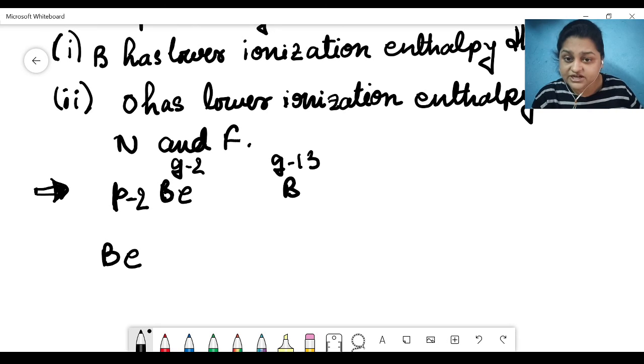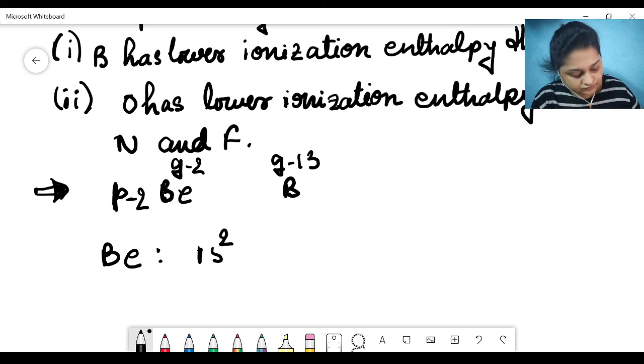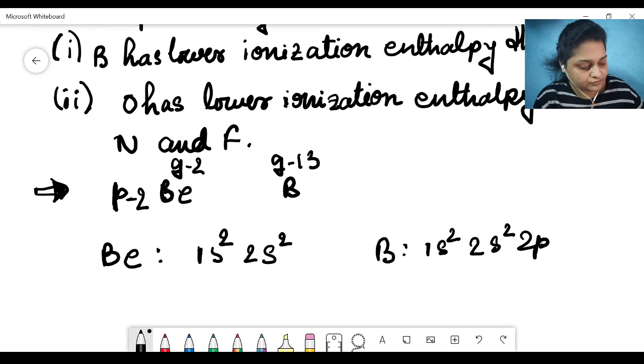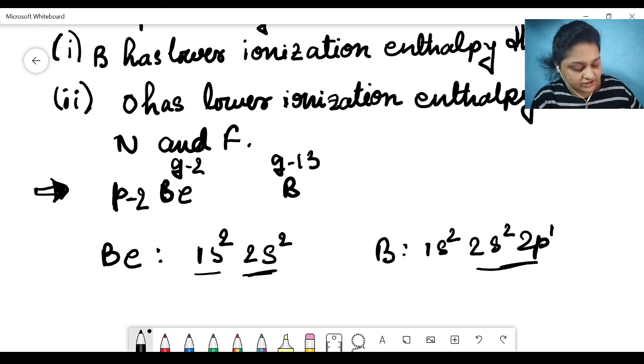The ground state valence shell electronic configuration for beryllium is 1s2 2s2. For boron it is 1s2 2s2 2p1. Along with the valence shell, I also wrote the inner 1s2 orbital because this is only one orbital, so I just write it down.